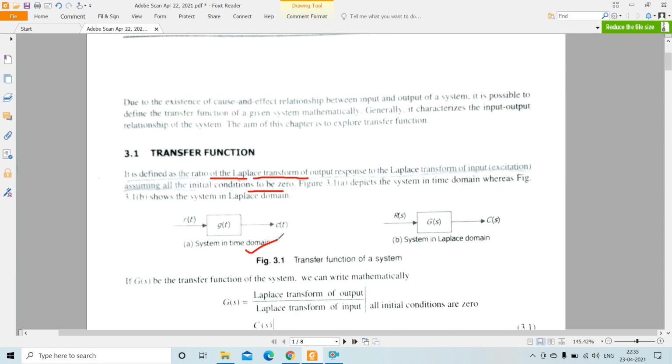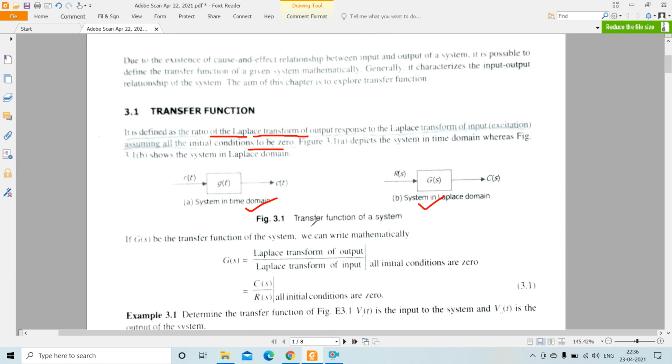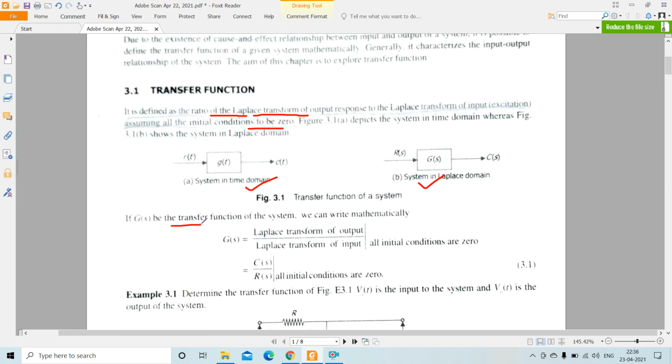So this is given here, the block diagram. Here the system is in time domain and here the system is in Laplace domain. So if G(s) is the transfer function, then it can be written mathematically as Laplace transform of output by Laplace transform of input, at all initial conditions 0. Here r(t), its Laplace transform is R(s). c(t), Laplace transform is C(s). And g(t), this is the system gain, or also the transfer function, its Laplace transform is G(s). So G(s) is equal to C(s) by R(s) at all initial conditions 0.